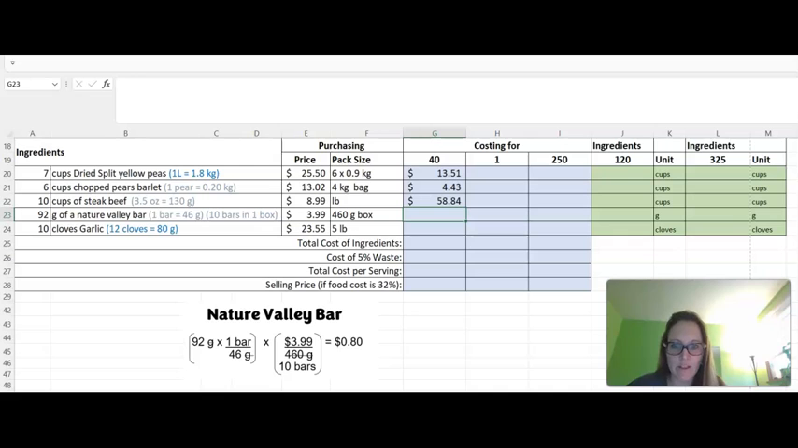Using our written calculations here, we're going to do the equal sign, open bracket, and we're going to click on our 92, and then we're going to divide that by 46, and then we're going to close our bracket and multiply by our price per unit, open bracket, click on our price per unit, and then we're going to divide that by the 10 bars. And then we're going to close the bracket and press enter, and we get our 80 cents.